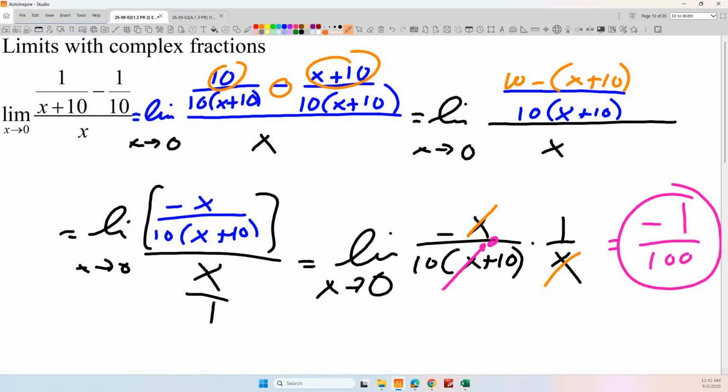Wait, why does the x on the denominator disappear? Because we did two things at once. We canceled those x's, and then we took our limit. As x approaches 0, we'll just evaluate directly. Okay, make sense? All right, that's a good way to do it.